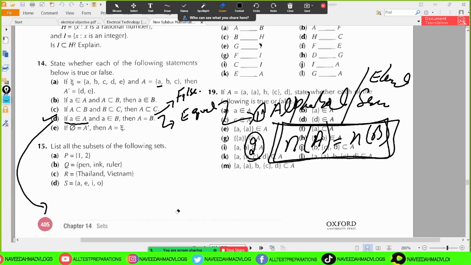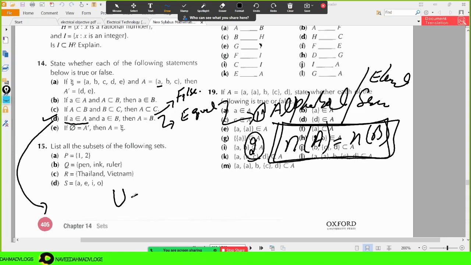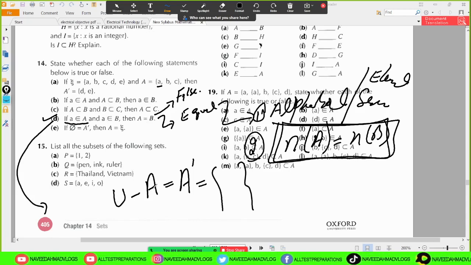Part E. Empty set is equal to A bar. A bar means all elements of set U which are not elements of set A. This is my A bar. But it is given to you that, let's suppose, A bar is equal to the empty set. Like there is no element of set U which is not an element of set A.